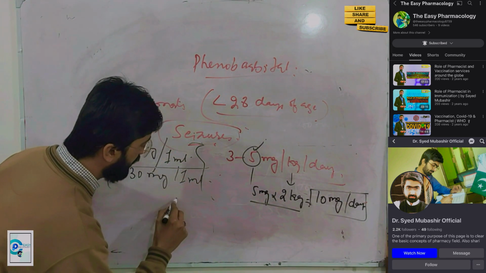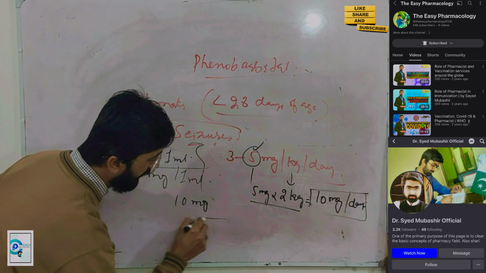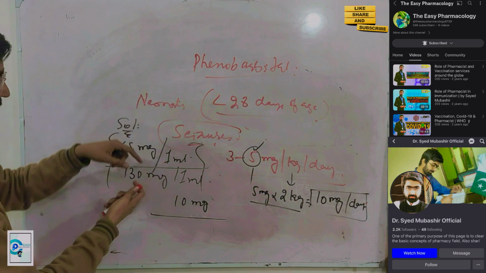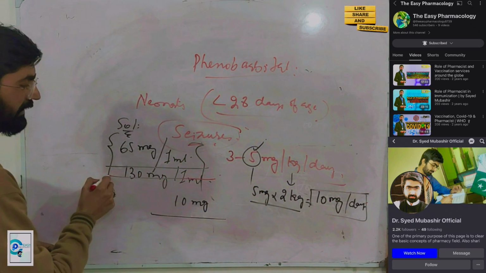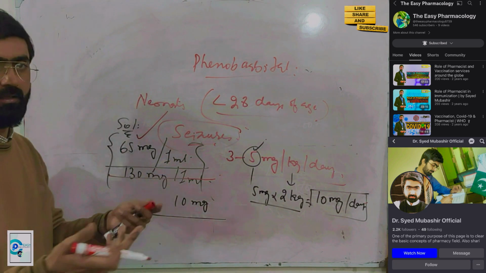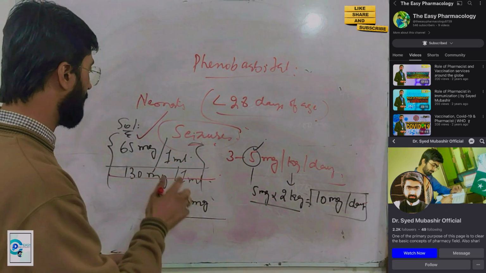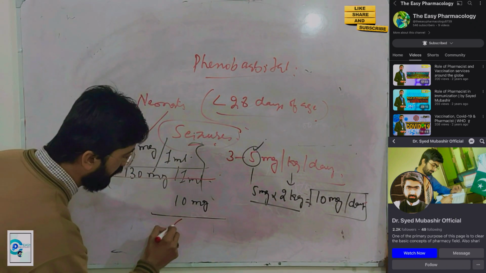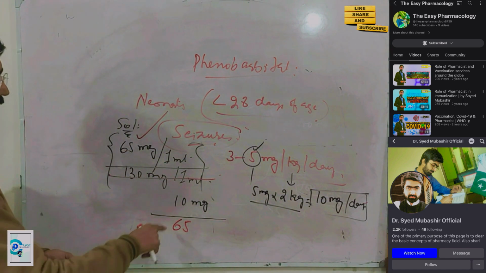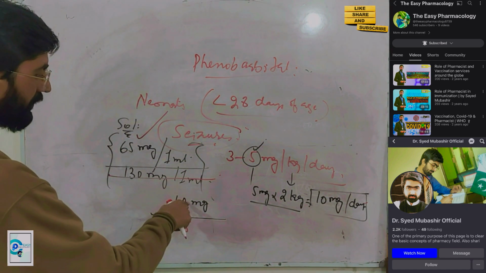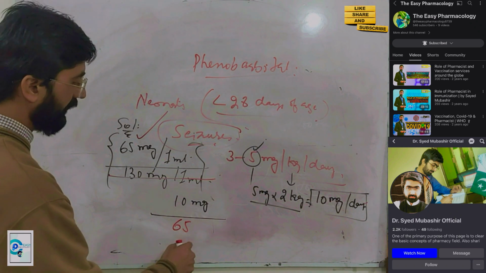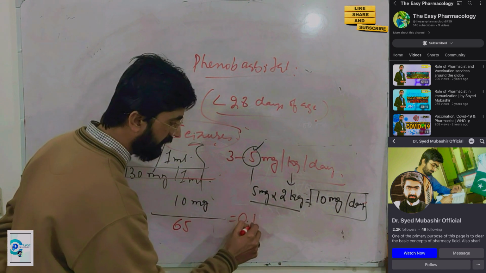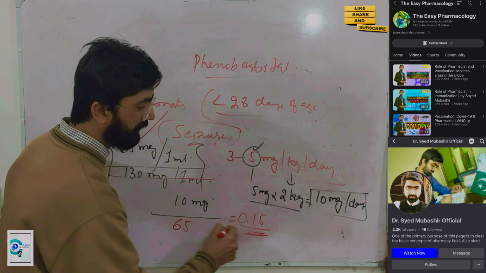So let's suppose the dose is 10 milligram, and there are two situations available. Let's suppose we only have this vial available at our hospital setup. So obviously 65 milligram is in 1 ml, and we will put this value at this place. Now if you divide 10 milligram by 65, I think this will give 0.15. I think this will be the value.